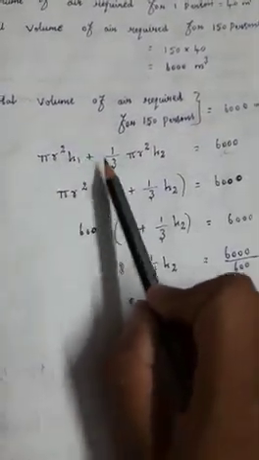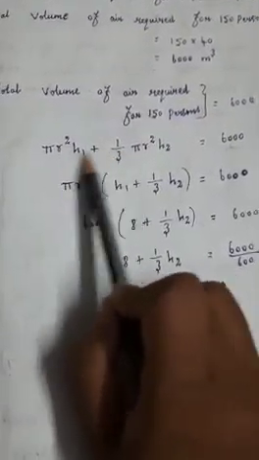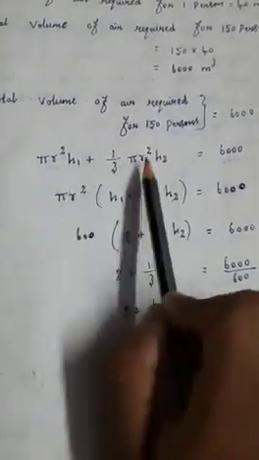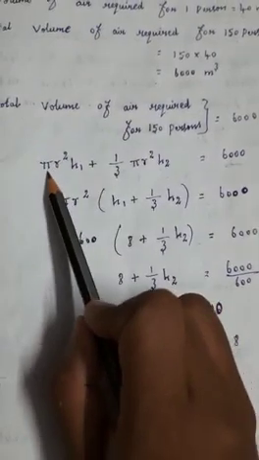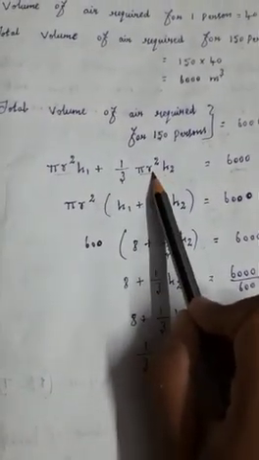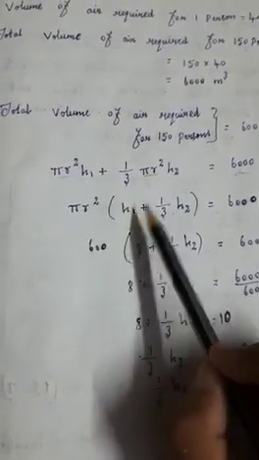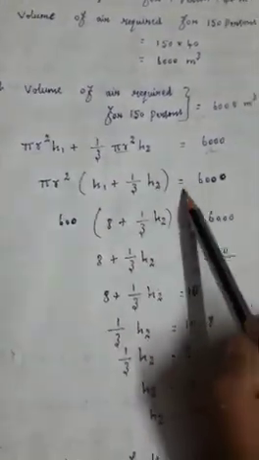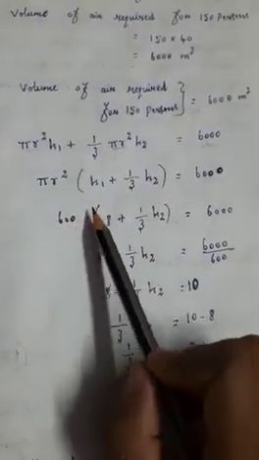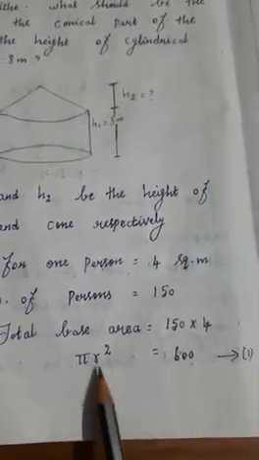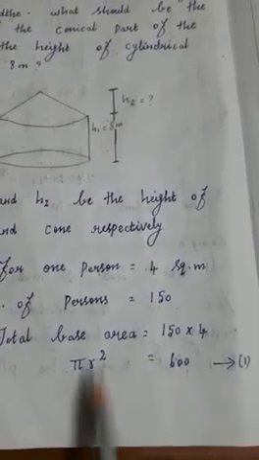Okay, so now I already said this: if anything is common, you can take it outside. Here you have pi r square, and here also you have pi r square. So can you make it outside? Pi r square, so inside h1 plus 1 by 3 into h2 is equal to 6000. Now you know that pi r square, the base area, is 600. So area pi r square is equal to 600.